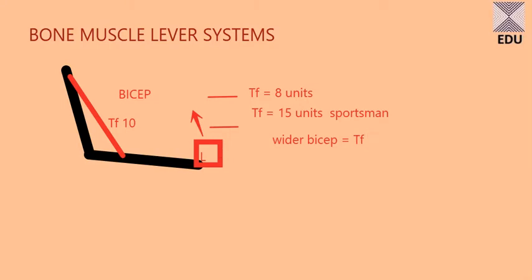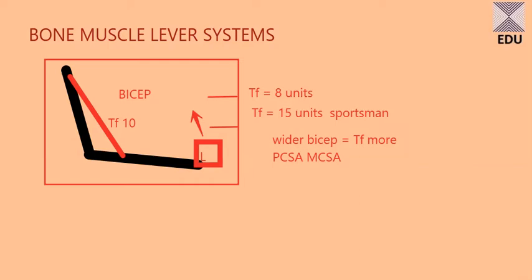the tensile force generated will be more in that case. You must have seen that sportsmen or weightlifters have very broad, wide muscles. So they have more PCSA, the physiological cross-sectional area, and more MCSA also. So they can produce more tensile force as compared to a normal person with 8 units to lift a 100 kg load. In this particular example, we are just taking this whole system.